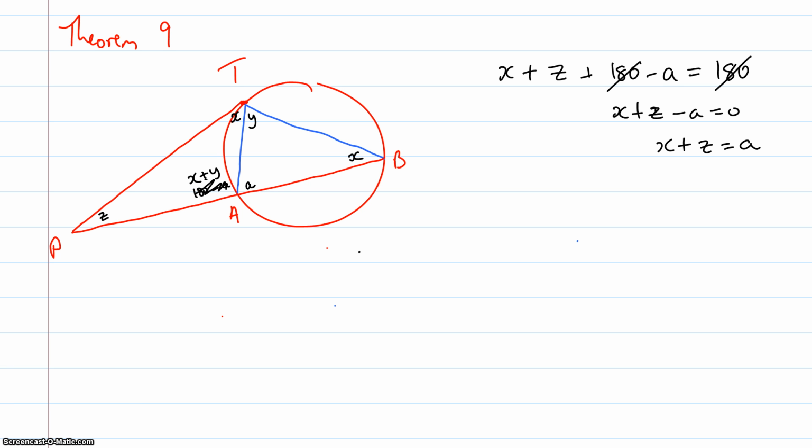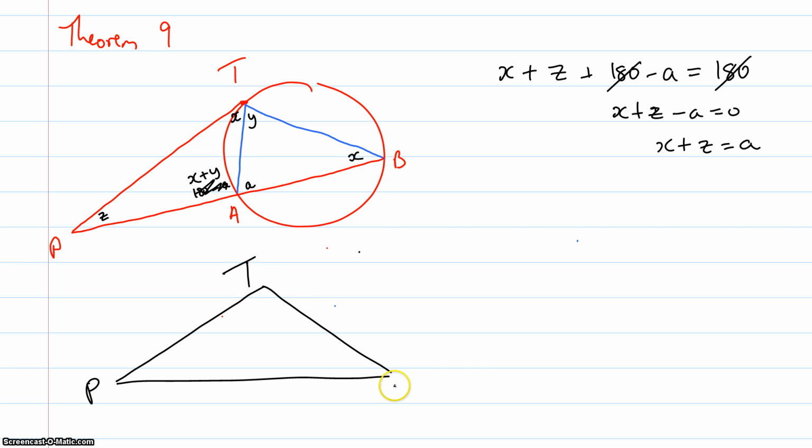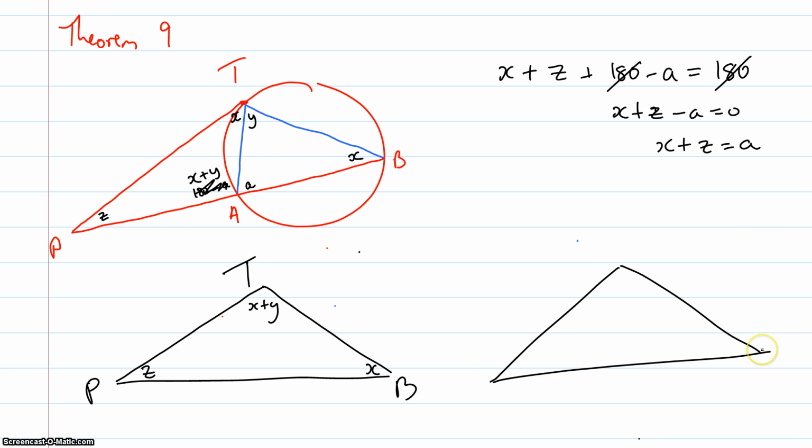Let me try and draw them out for you. I've got this big triangle here of PTB, and this angle in here is going to be z. This angle here is going to be x, and this angle up here is going to be x plus y. Okay, and then I'm going to have this other triangle, which I'm going to have to rotate a little bit just so that it looks nice. Sort of do this in my head. I've got this other triangle that is z, x plus y, and x, and that's going to be T, A, P. So I've sort of rotated it a little bit in my mind.